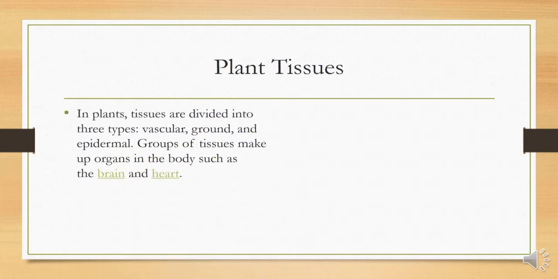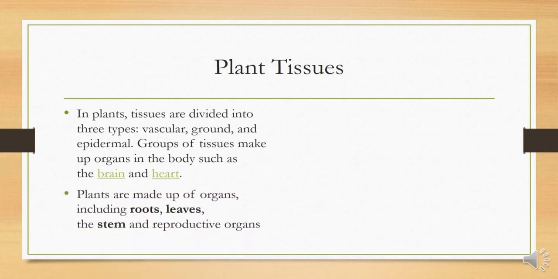Plant tissues again are divided into three types: vascular, ground, and epidermal tissues. Groups of tissues make up organ in the body, such as brain and heart, but in plants, the organs are roots, leaves, stem, and reproductive organs.